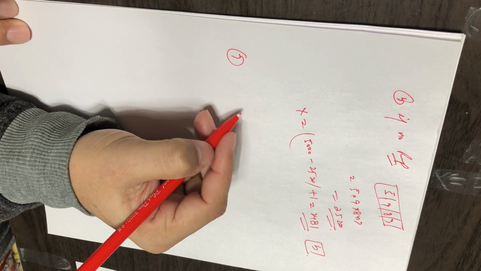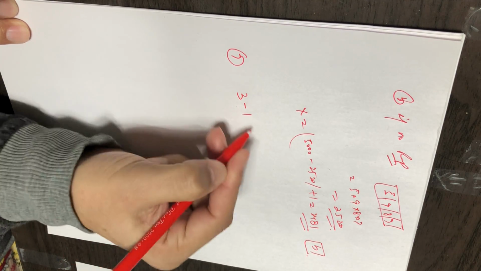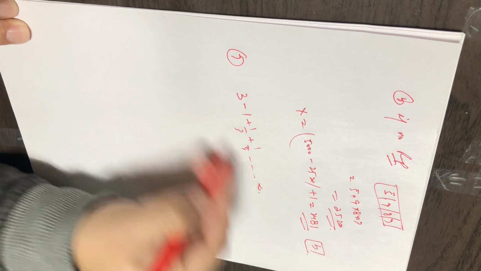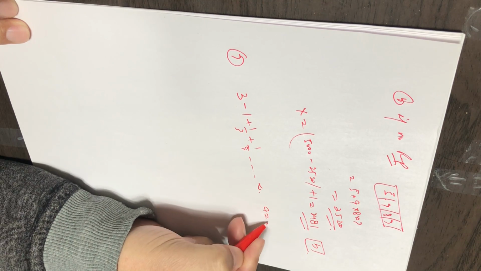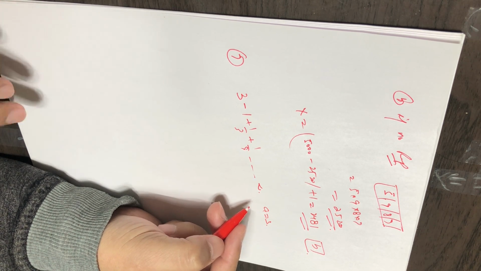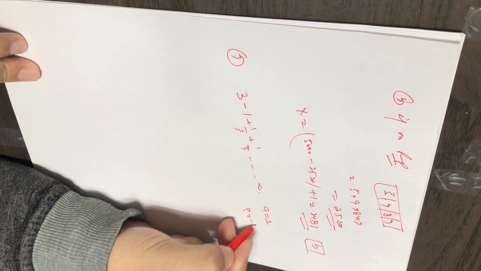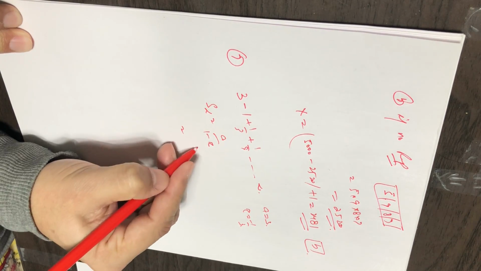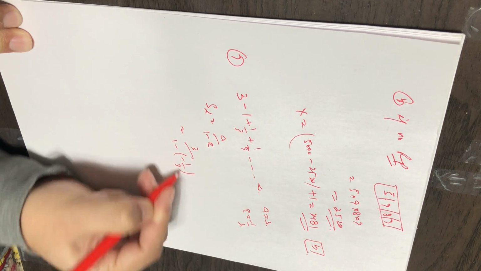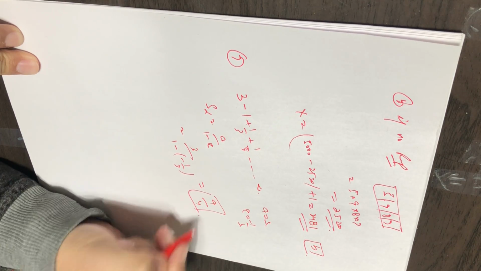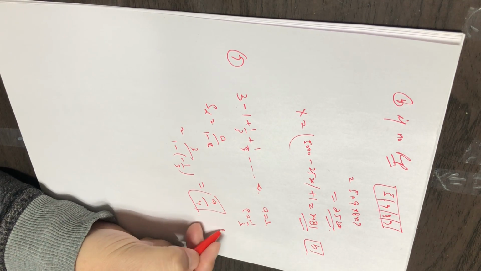Seventh question is very straightforward, which states a series: 3 minus 1 plus 1/3 minus 1/9 and so on up to infinity. So in this case we can clearly see the first term is 3, and we have a common ratio of minus 1/3. So we can write the sum to infinity as a divided by 1 minus r. So this is equal to 3 divided by (1 minus (minus 1/3)), and if you solve this, this will come as 9/4. So the correct option will be option C.